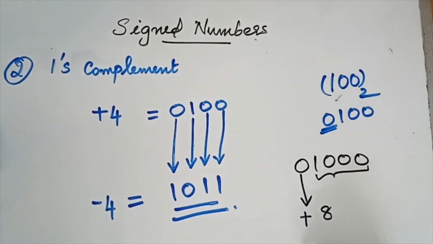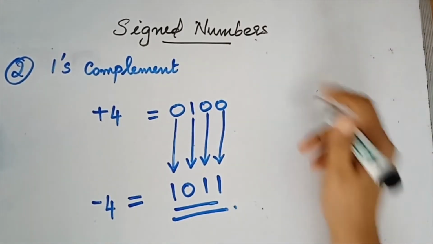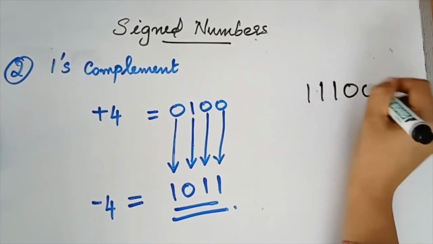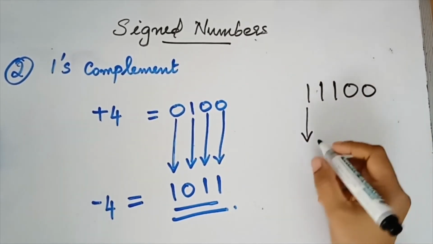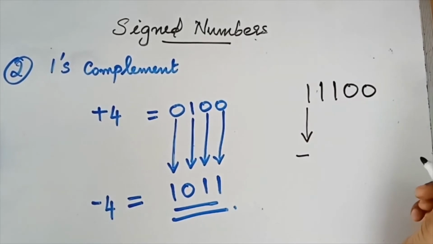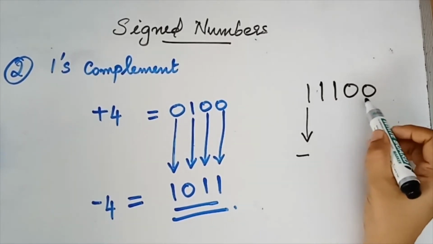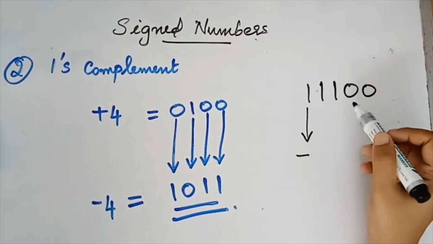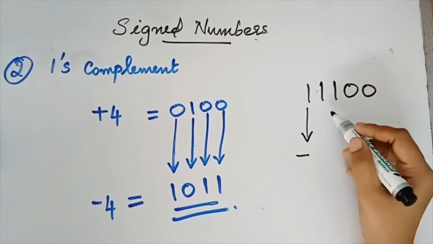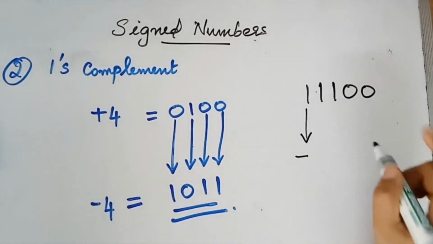Okay, suppose I am given this number, and I am told that this is represented in the ones complement form. The first bit is 1, so it is a negative number. And since this is a negative number, the answer is in the complemented form. So I'll have to complement it once to know the actual number.